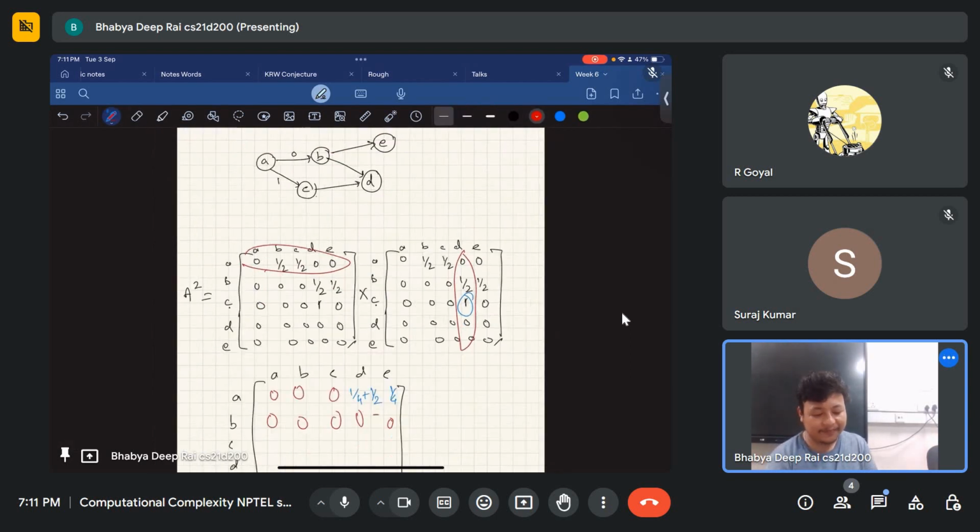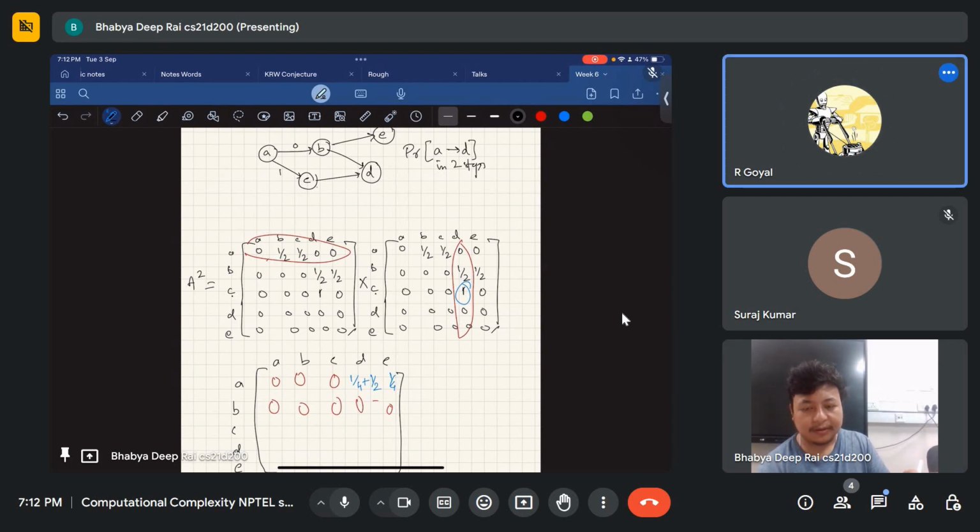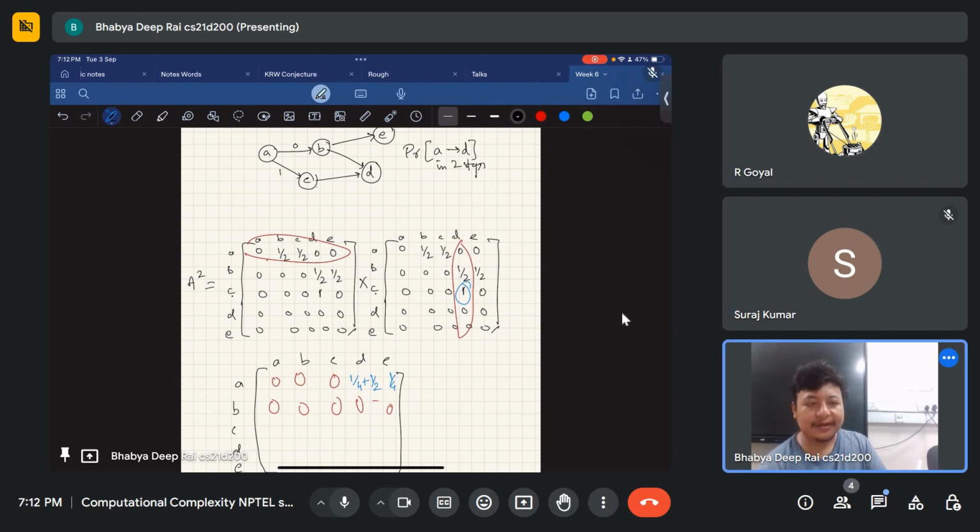So what do we get here? A to D: 1/4 plus half. And A to E: 1/4. Now I ask you, what is the probability of moving from A to D in two steps? It will be exactly equal to 3 by 4.